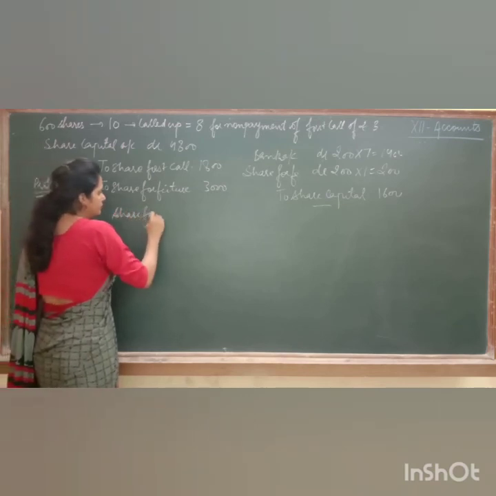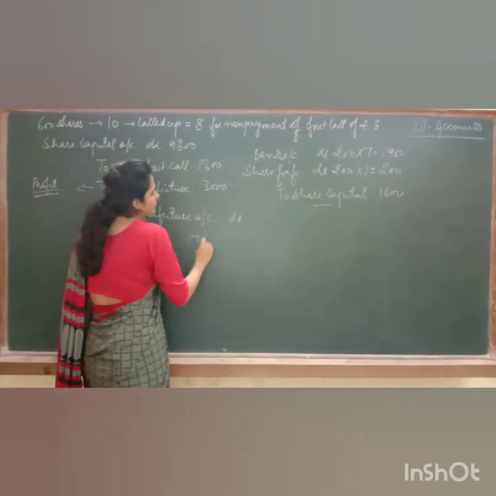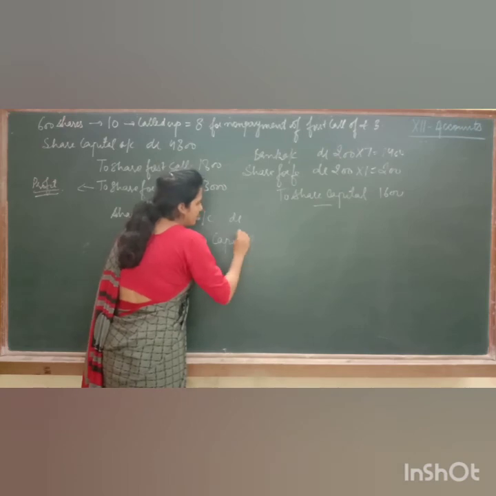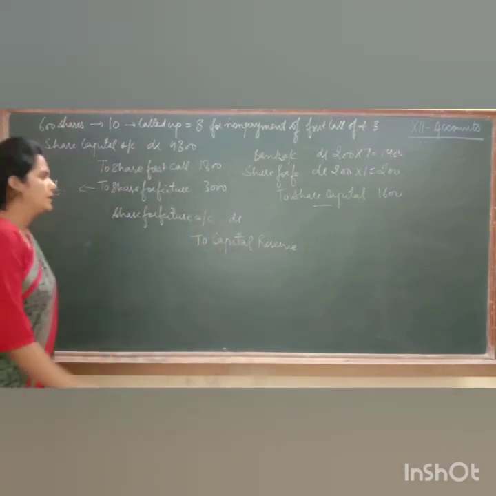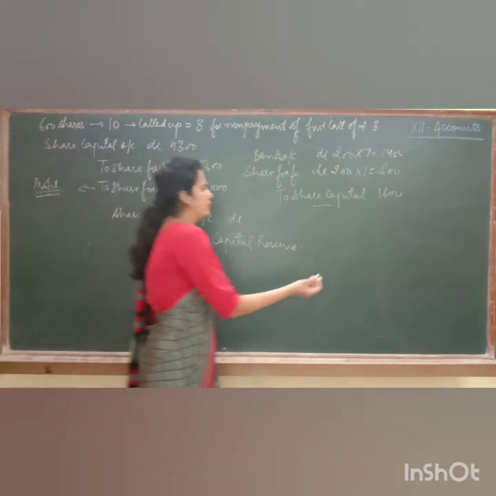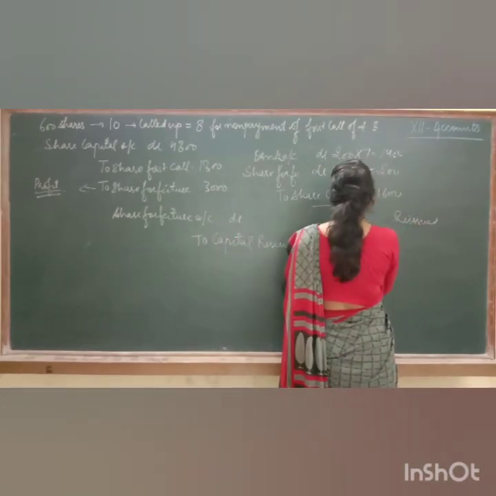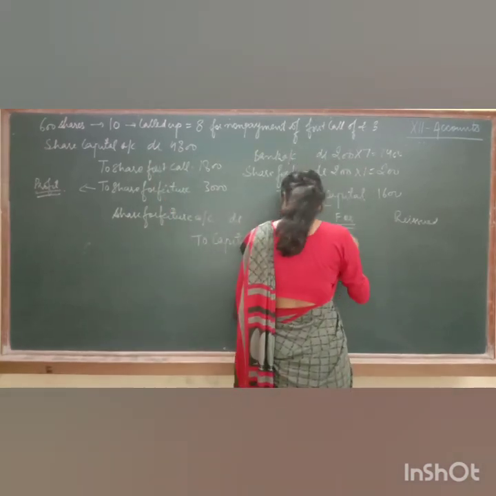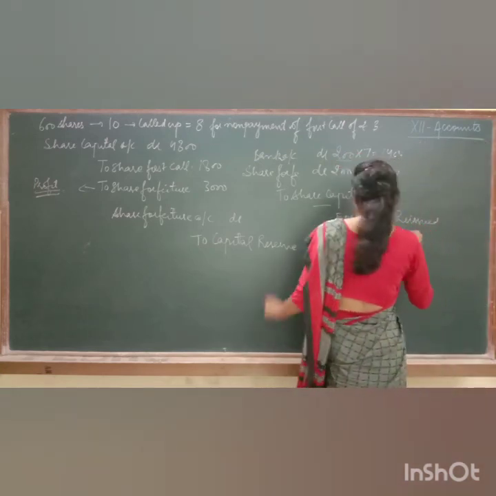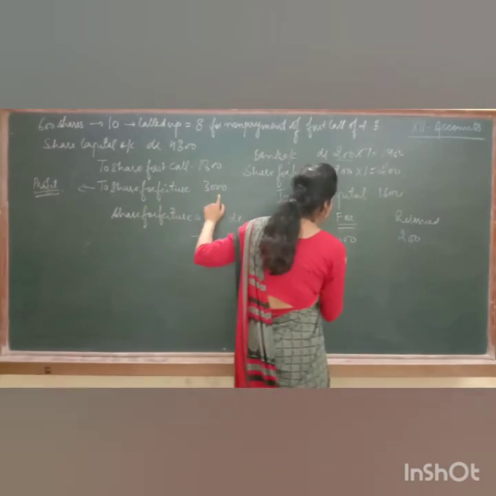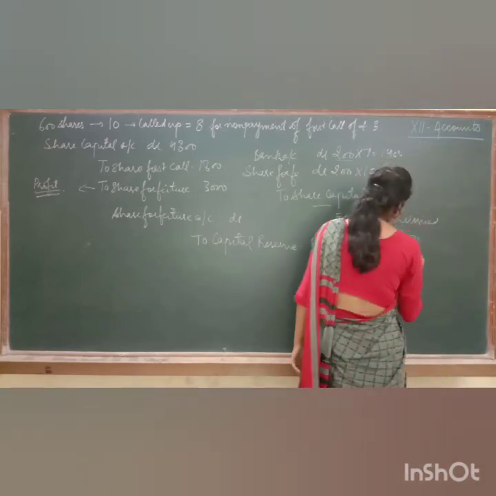Now again you have to pass the last entry, and the last entry is share forfeiture account debited to capital reserve. Again you have to make the same table. First of all, check how many shares are forfeited and how many shares are reissued. You have forfeited 600 shares and you have reissued 200 shares. Profit on cancellation of 600 shares is 3000. Loss on reissue of 200 shares is 200.